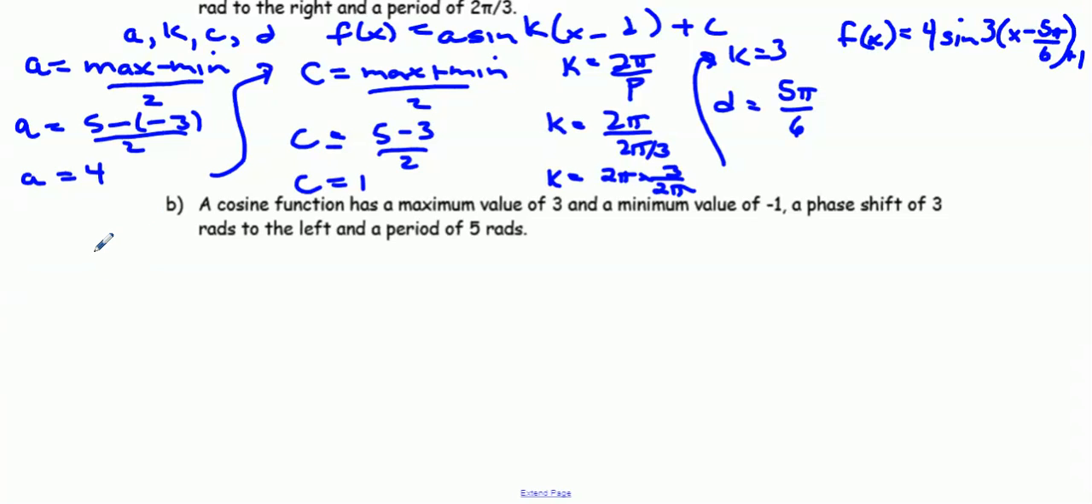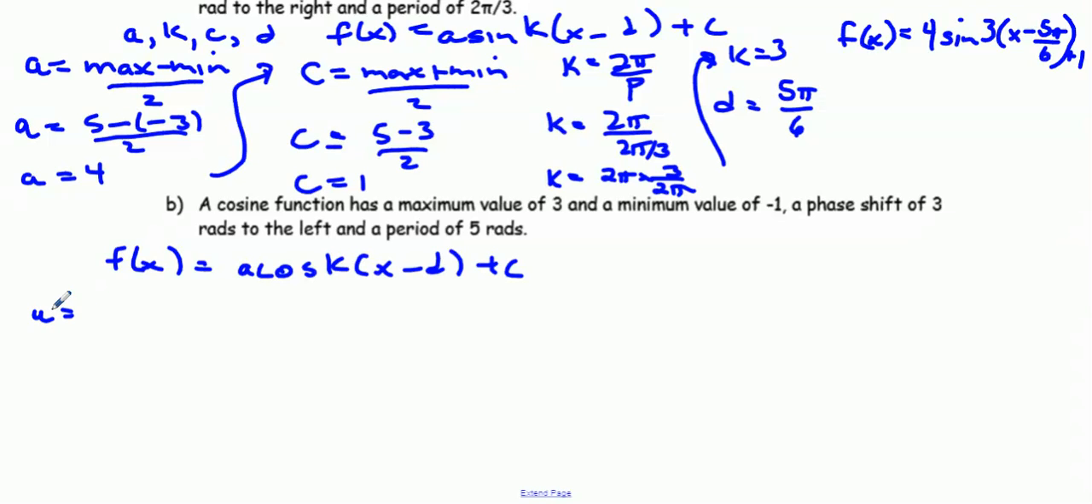All right, here we go. This one's cosine, so I'm just, again, going to find my a, my k, my c, my d. I'm going to say f of x equals a cos k times x minus d plus c. All right, here we go.